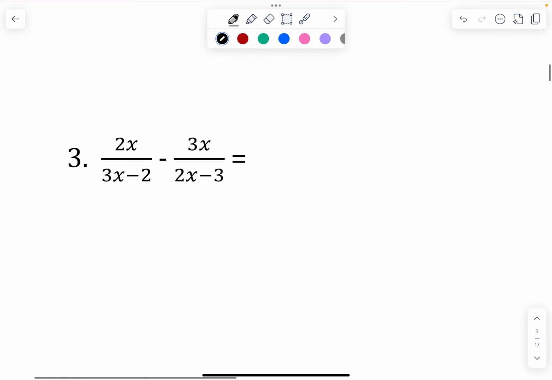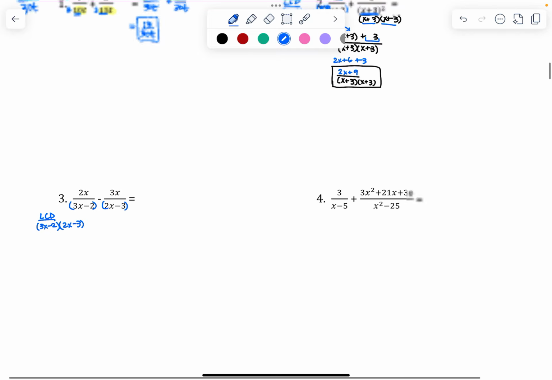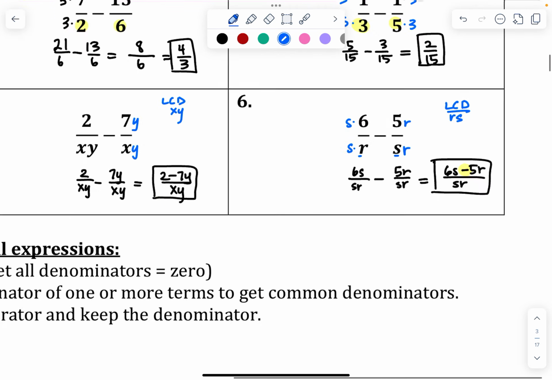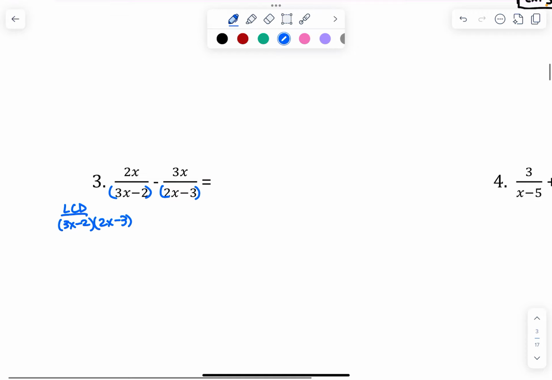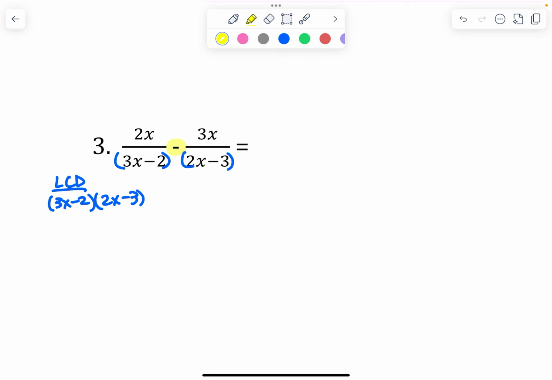All right, next up, 2x minus 3 and 3x minus 2, those look similar, but they are completely different factors. And so my LCD is going to have each of those factors. So we need the 3x minus 2 and the 2x minus 3. Kind of like the R and the S example. There's nothing in common there, and so our LCD was R and S. And so here, they're just binomials, but same concept. And then the other thing you want to watch out for is this is a minus sign. That always throws people off.